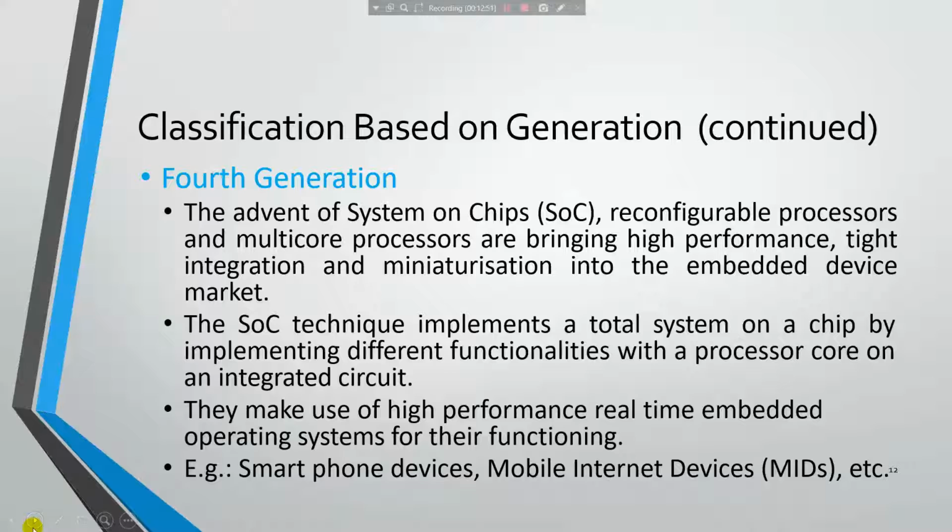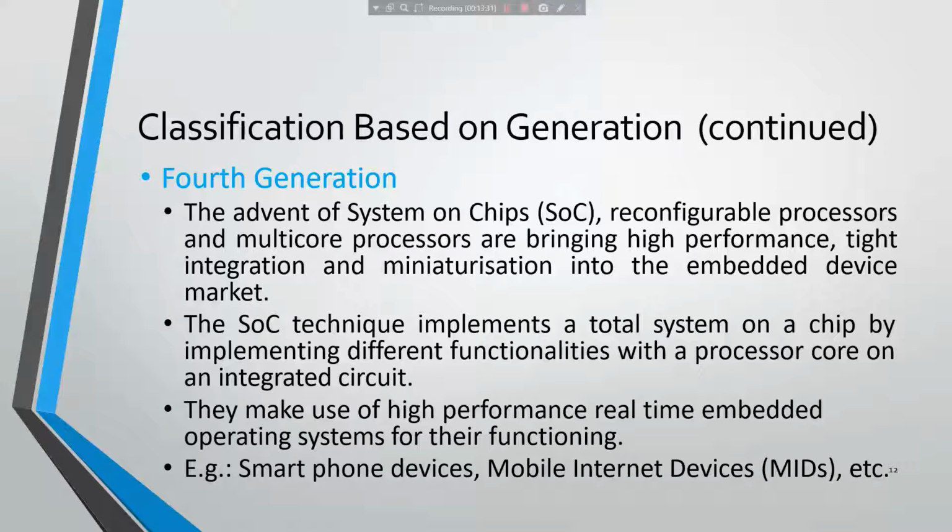Next, coming to the fourth generation. The fourth generation is nothing but SoCs, that is, system on chips. Next, there were reconfigurable processors and multi-core processors, which are high performance and very miniature in size. The fourth generation embedded systems were very small in size, and embedded systems developed very well in the fourth generation, which came into the market.